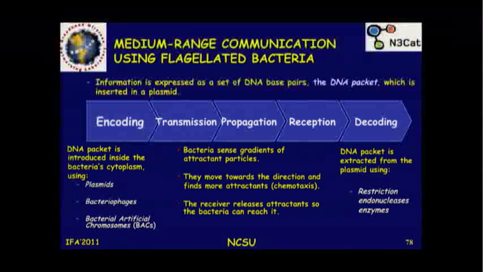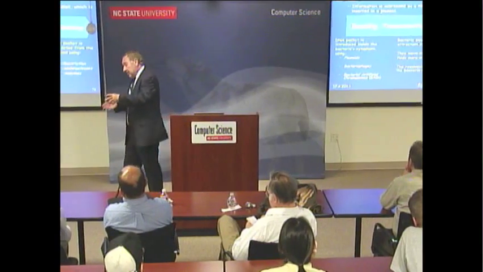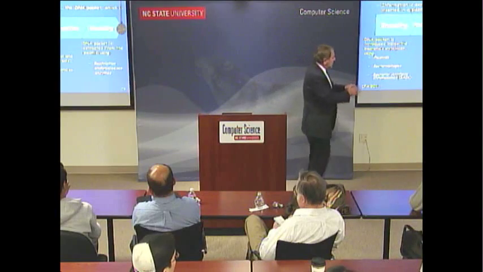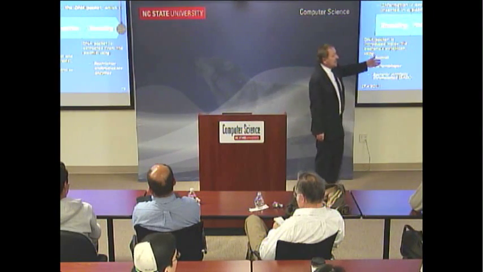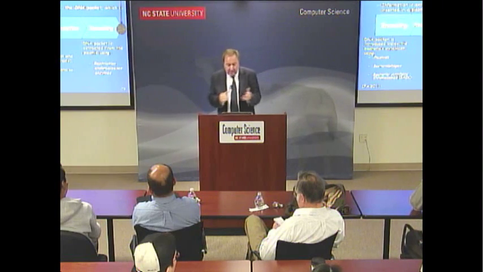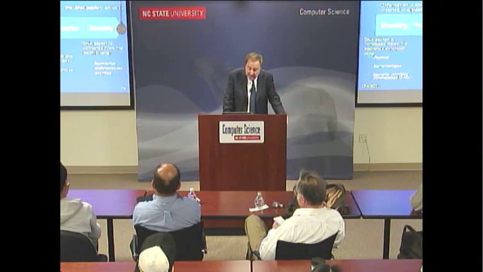They sense gradients of the attractant particles. They sometimes cooperate with each other. And they move towards the direction and find more attractants. This process is called the chemotaxis process. Okay? And then the receiver releases attractants so the bacteria can reach it. As I told you, they also move around, tumble, but they always converge. That also needs to be mathematically proven, that they will reach the destination, and the destination will extract the information, maybe using restriction endonuclease enzymes, for example.